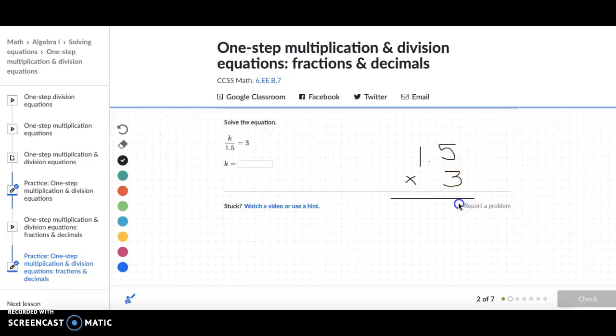5 times 3 equals 15. Add that 1. 1 times 3 equals 3. And then plus that little 1, which equals 4. So 4.5.